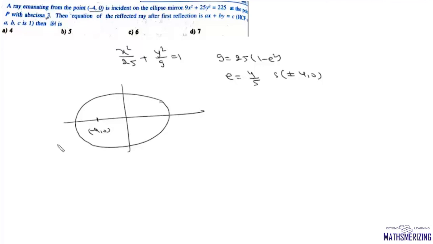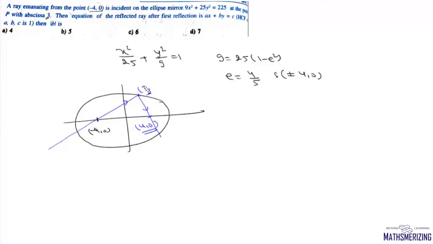Now it says this ray passes through this focus and then intersects this ellipse at a point whose abscissa is simply 3. And then we know that a ray passing through one focus of the ellipse will pass through the other focus. So this reflected ray will pass through (4, 0). First we'll find the point at which this incident ray strikes the mirror.